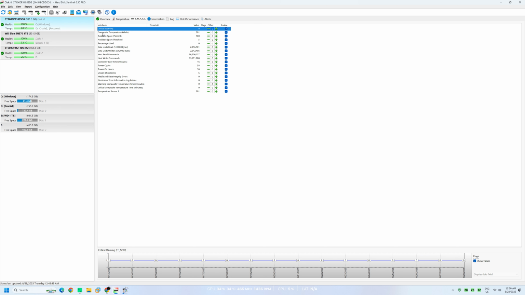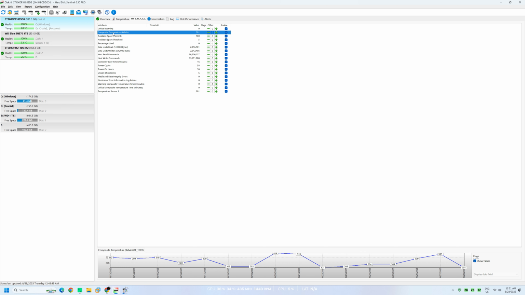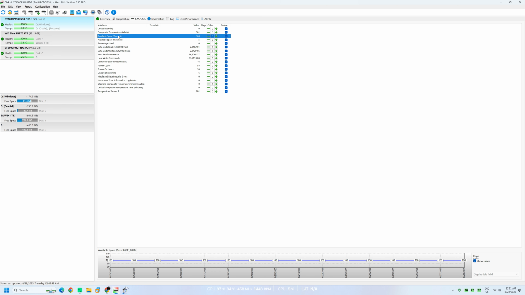Critical warning tells if the drive has encountered any serious issues. Composite temperature shows the drive's operating temperature. Available spare indicates how much reserve capacity is available, while available spare threshold is the minimum safe limit. Percentage used shows how much of the drive's lifespan has been consumed.